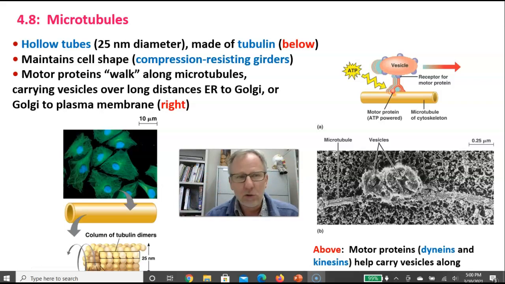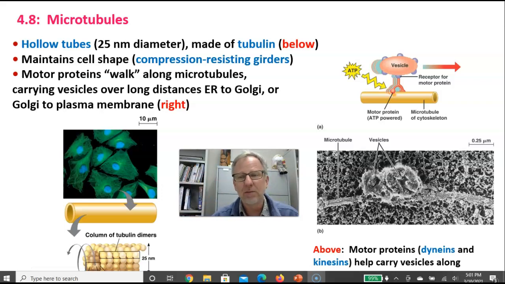Another important function of microtubules is that they are like little railroad tracks that vesicles move along inside cells to go from one place to another. So microtubules are like railroad tracks for vesicles to move long distances. For example, when vesicles move from the endoplasmic reticulum to the Golgi complex, they are riding along microtubules. When vesicles leave the Golgi and go to the plasma membrane, they are once again riding along microtubules.